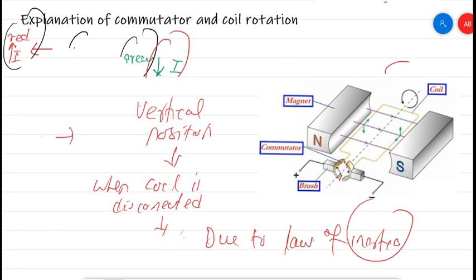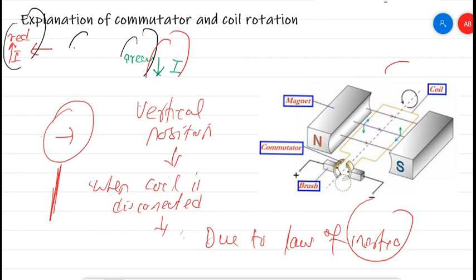because any object which is in motion tries to continue. So in this vertical position, it will continue to move a little. Then what will happen? This side comes here and reaches the empty space. After that, due to the law of inertia, it moves a little further and connects with the second, the opposite commutator.